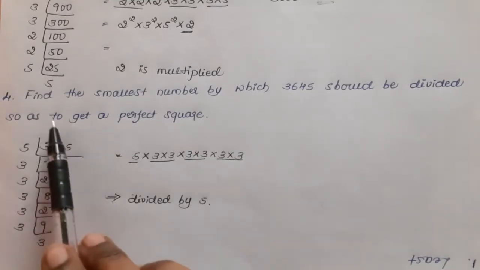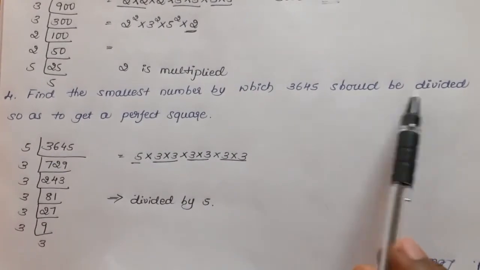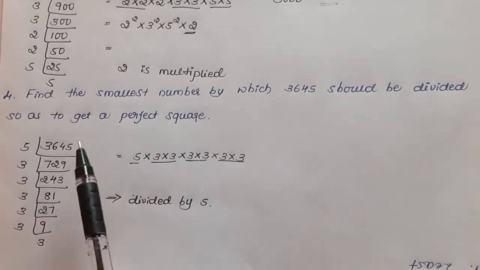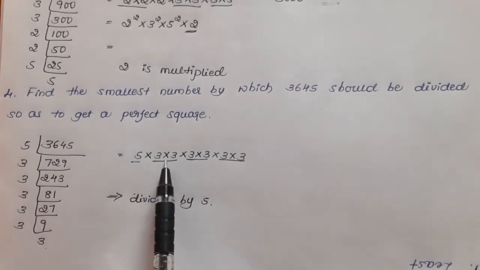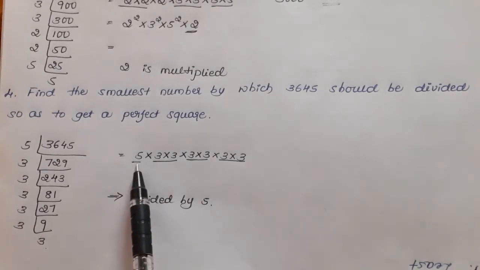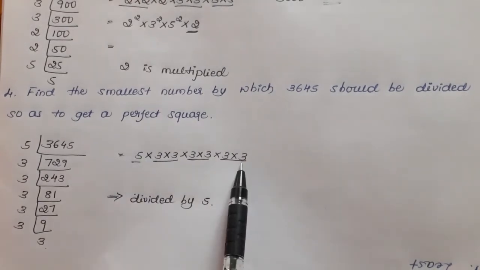Next one is find the smallest number by which 3645 should be divided so as to get a perfect square. Here also the same prime factorization method. So we can write this as 3 square, 3 square and 3 square. We are only left with 5. So if we divide this by 5, we get the perfect square.